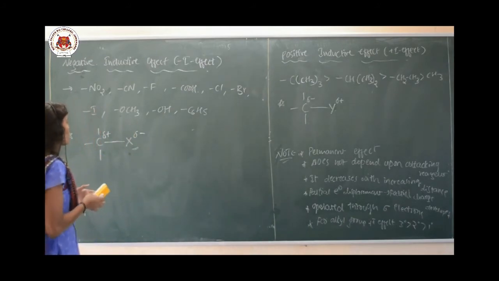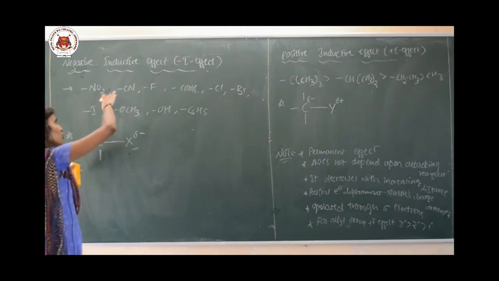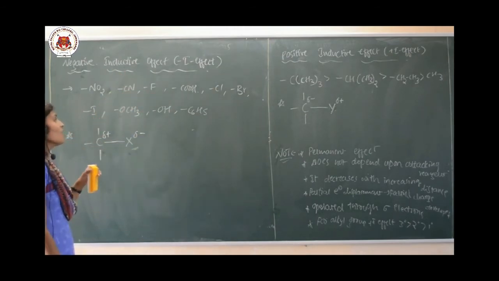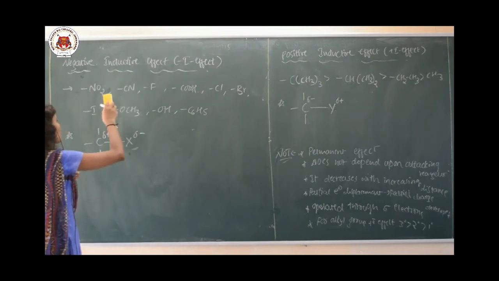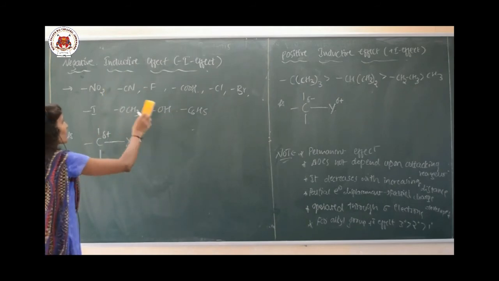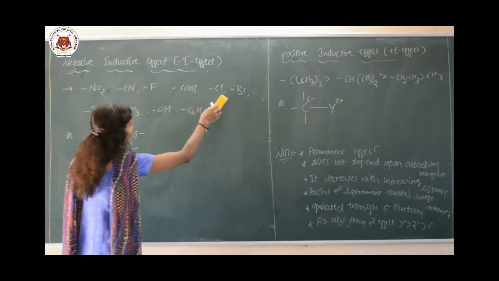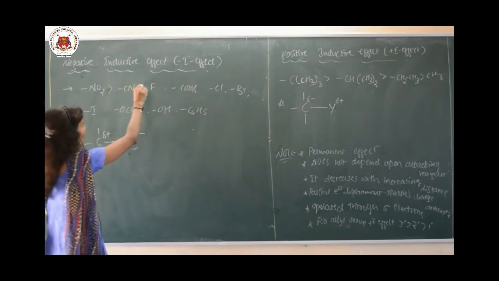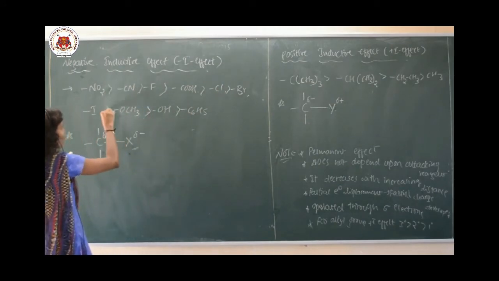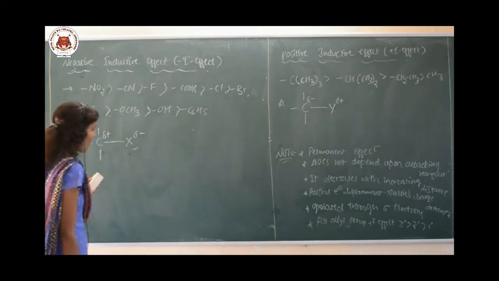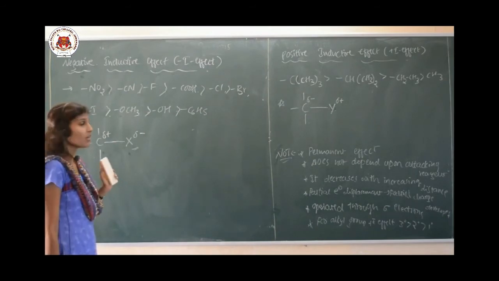Okay, so look here: all these groups NO2, CN, F, COH, Cl, all these show the minus I effect. And if you look at the reactivity, this is more reactive as compared with this, as compared with this. Okay, so this is how we can explain the minus I effect.